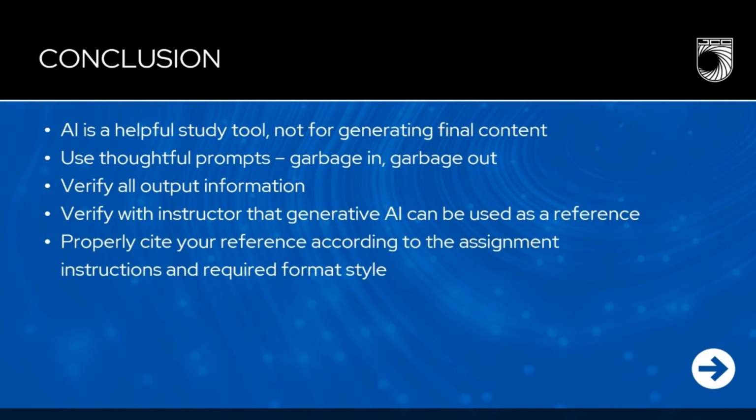As we've shown here, AI is a helpful study tool for scheduling study times, testing your knowledge, and brainstorming memory techniques. But like most other tools, we cannot rely on AI to do the work for us. Set yourself up for success by entering thoughtful prompts and verifying any information that is generated instead of taking it at face value. Before using generative AI as a reference in an assignment, confirm with your instructor that you're allowed to. And when you are, be sure to cite your reference properly in the required format style.